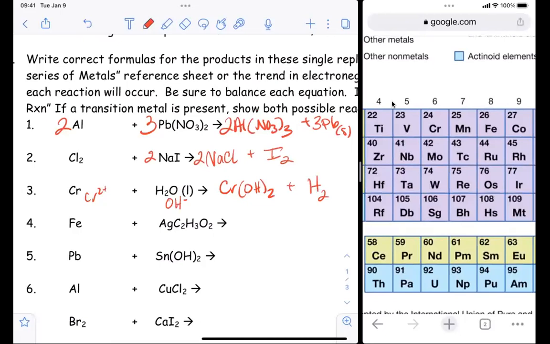So the last thing you want to do is balance your equation. So I'm going to start with Cr(OH)2, and I see that there are 2 oxygen atoms, so I need 2 in front of H2O. That means there are 4 hydrogens. There's also 4 hydrogens on the right-hand side because we have 2 here and 2 here. So we are balanced.